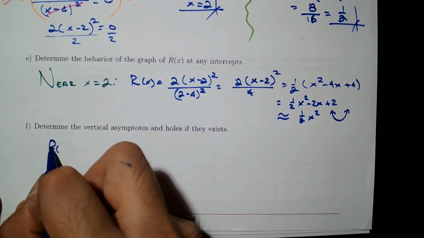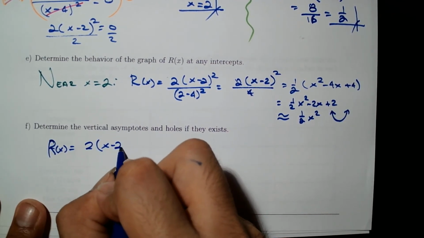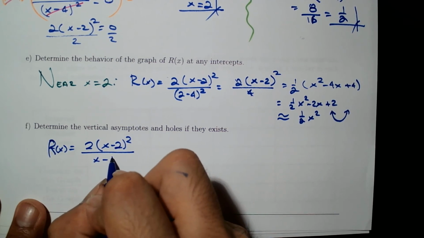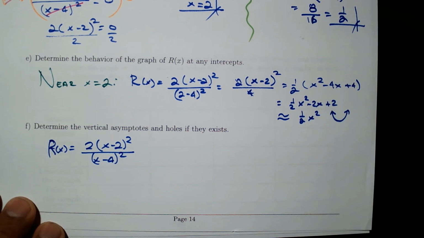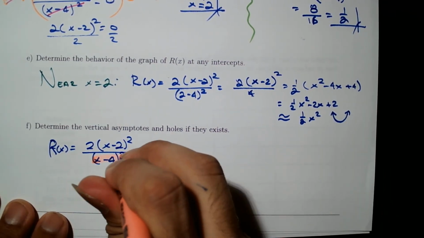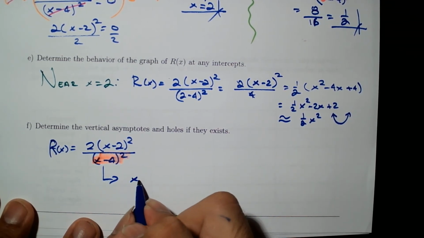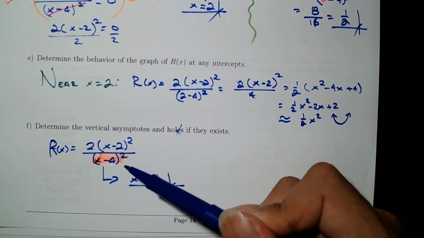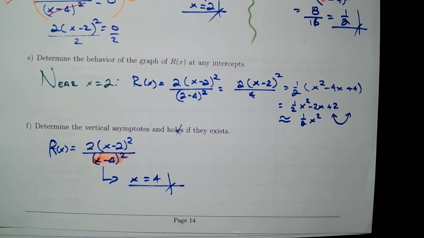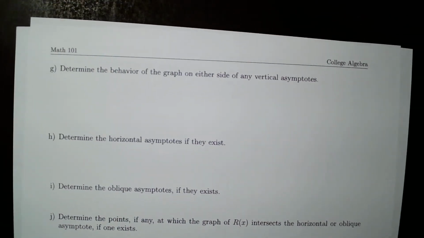So r of x, which is 2 times (x minus 2) squared over (x minus 4) squared. Again, the vertical asymptote will come from the information in the denominator. x equals 4 will be the vertical asymptote, no holes in this case, because we didn't have any common factors that divide out. All right, so let's move on to the next page, second to the last page.